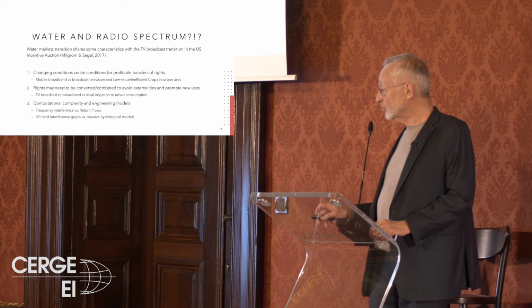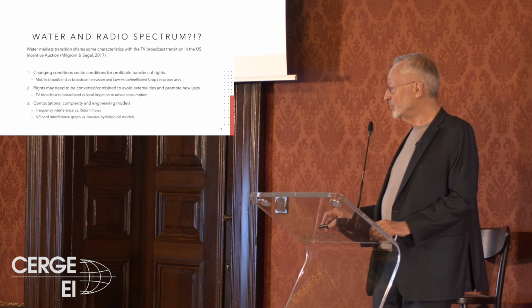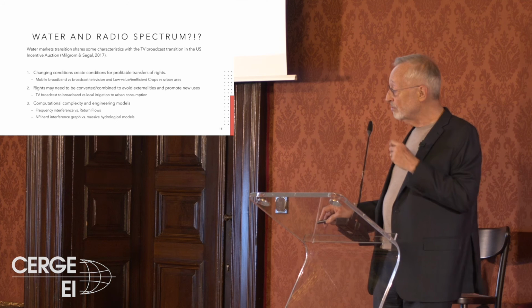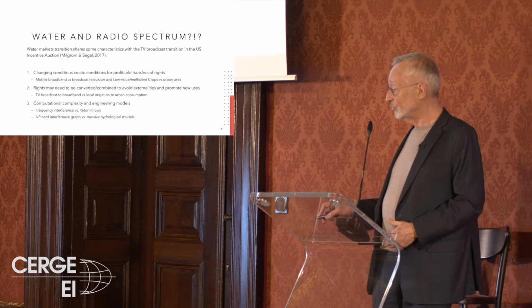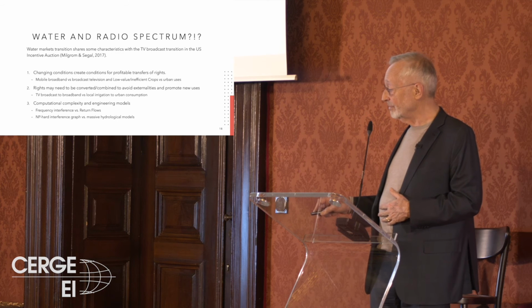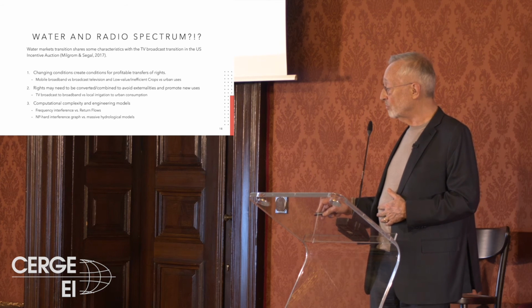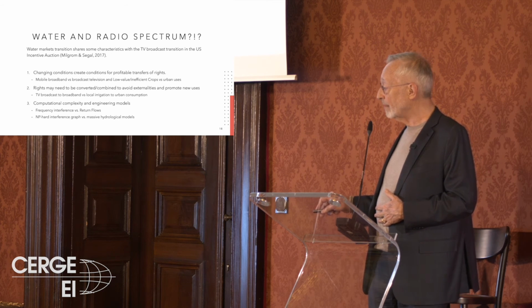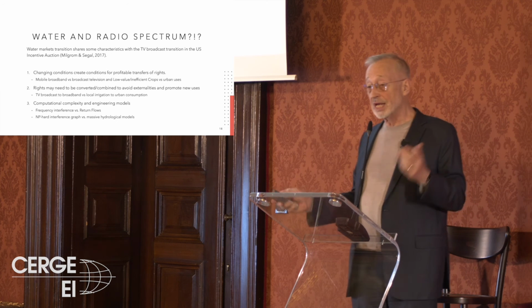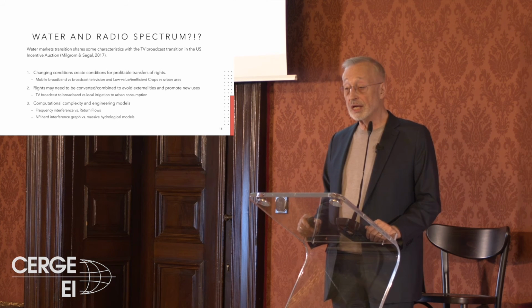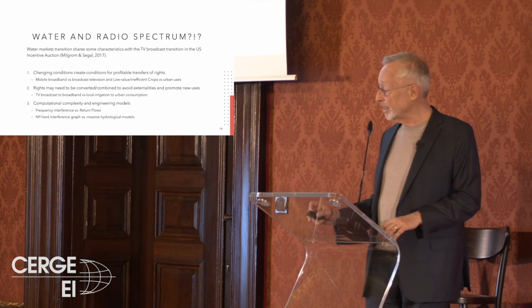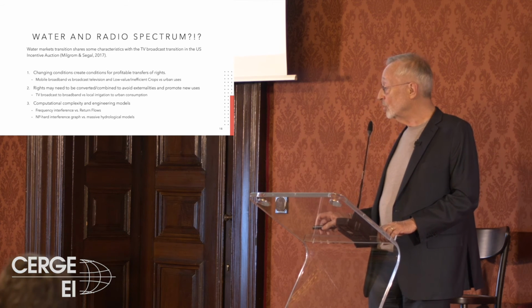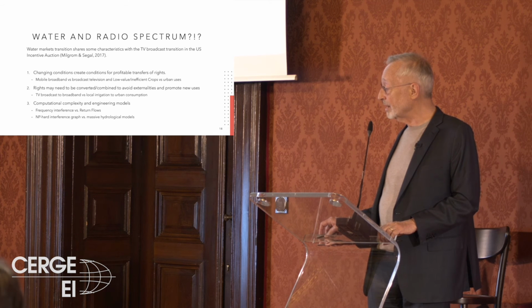So one of the characteristics is that the changing conditions created conditions for profitable transfers of rights. We wanted to transfer rights from broadcast television to mobile broadband, from relatively low-value, inefficient crops to higher value crops and to urban areas and so on. Especially during periods of drought, we'd like to be able to create these new uses. The rights might need to be converted or combined to avoid the externalities and promote new uses.